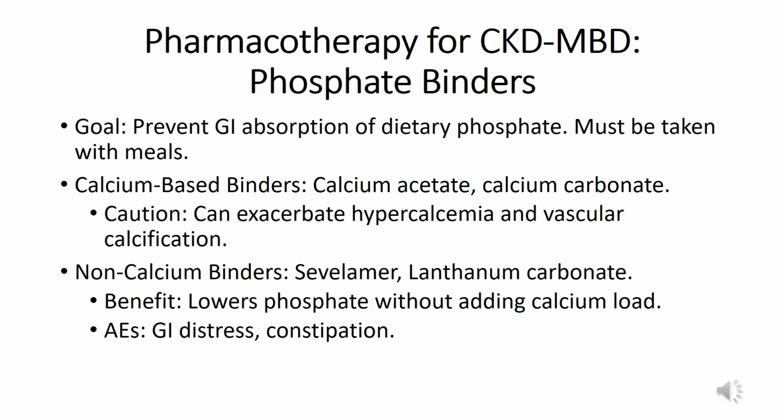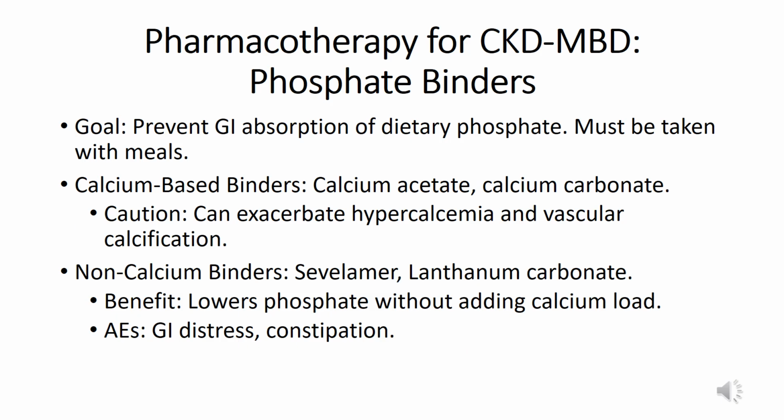However, they are not completely free of side effects. Gastrointestinal symptoms are the most common. Patients may experience bloating, nausea, or abdominal discomfort. Constipation is also frequently reported. Despite these effects, they are generally well tolerated. The overall strategy in chronic kidney disease, mineral and bone disorder is balance. We want to lower phosphate. We want to avoid excessive calcium. And we want to reduce parathyroid stimulation. Phosphate binders play a central role in achieving this balance.